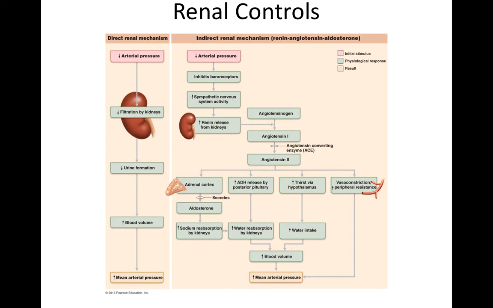So the renal response tends to be maybe a little bit longer in terms of how long it takes, although it's still not long, compared to a neural or an immediate hormonal response. So we have what's called a direct renal mechanism, where as arterial pressure decreases, your kidneys stop filtering quite as much. You decrease your urine formation, which means you're going to hold more water in your body. You're going to increase your blood volume. Pressure is going to go up.